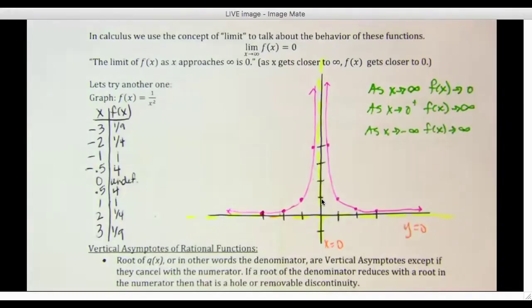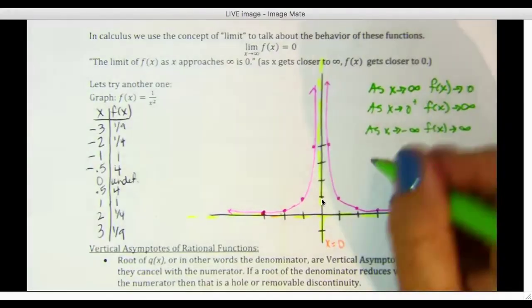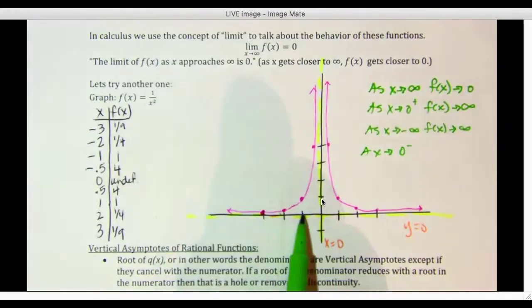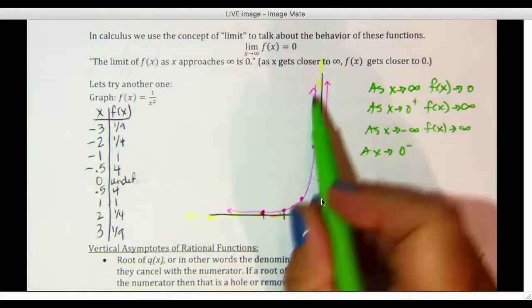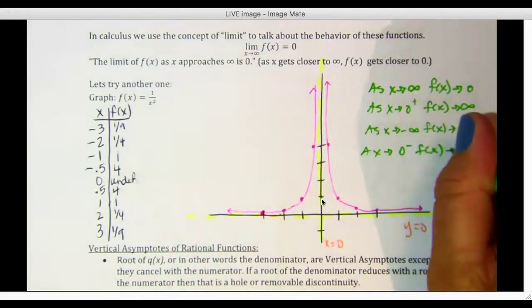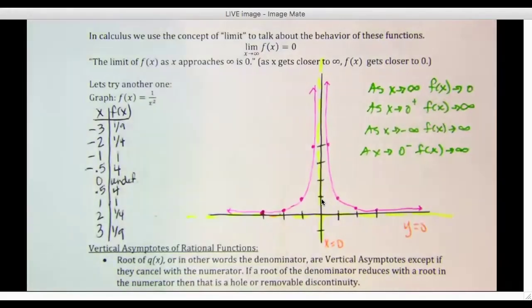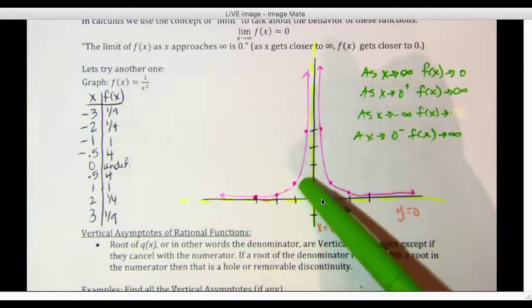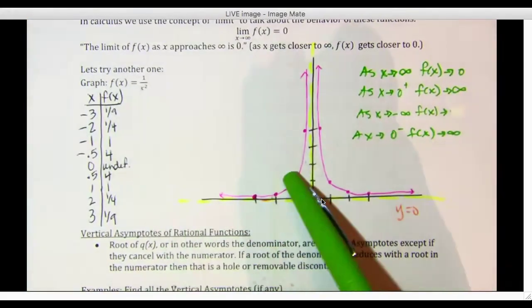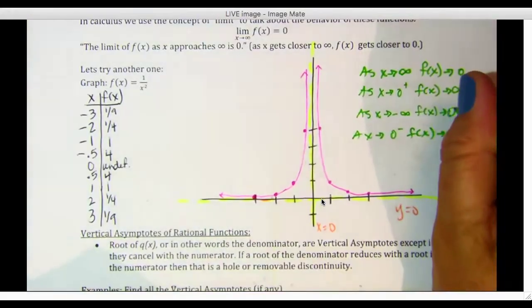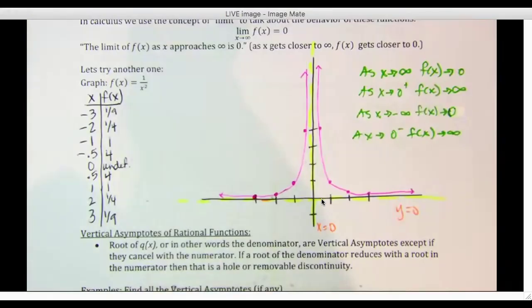Oh, you know what? I didn't say as x goes to 0 from the left-hand side. So as x gets closer and closer to 0 from the left-hand side, f of x goes up to infinity. I actually combined those two. This one should not say infinity. As x gets closer and closer to negative infinity, my function is getting closer and closer to 0. All right, so that's that arrow notation.